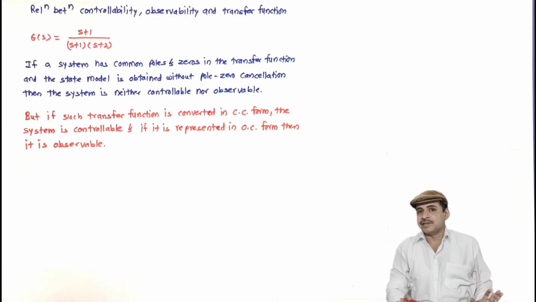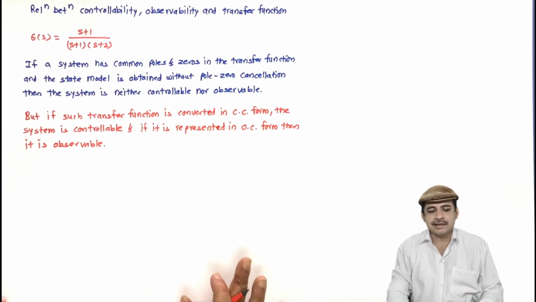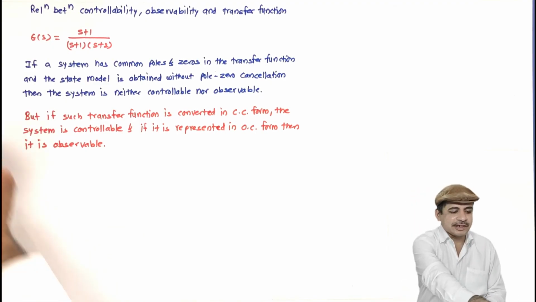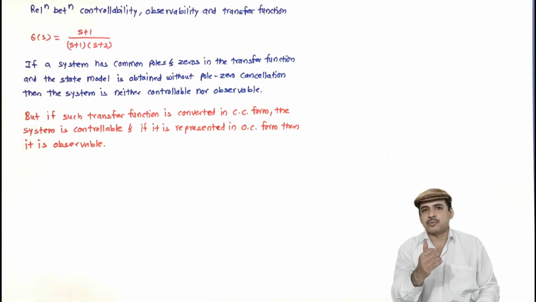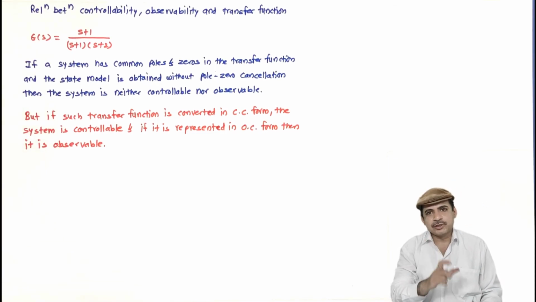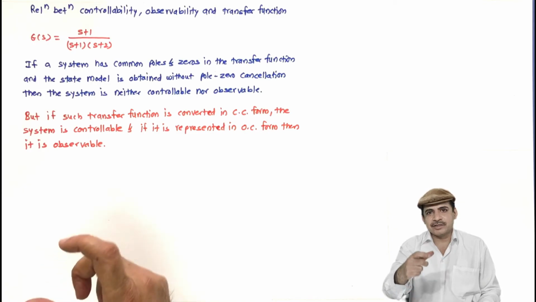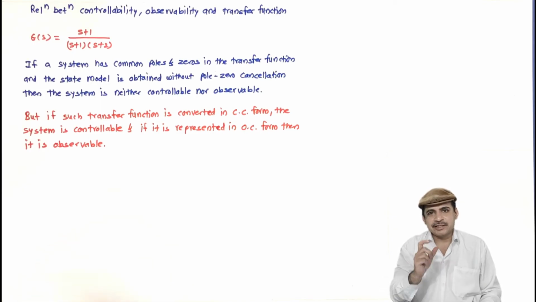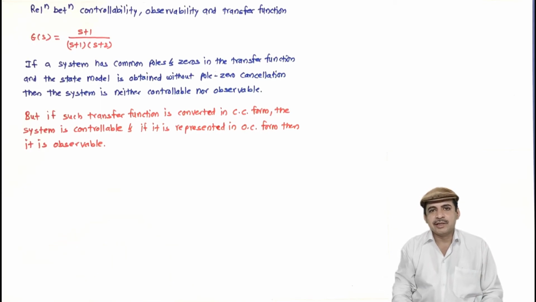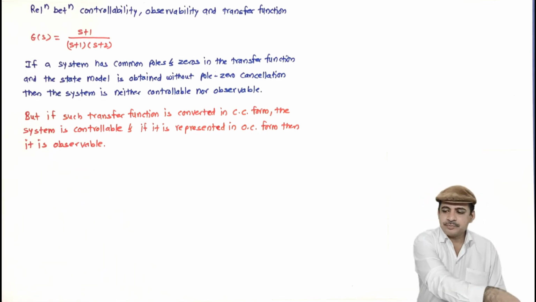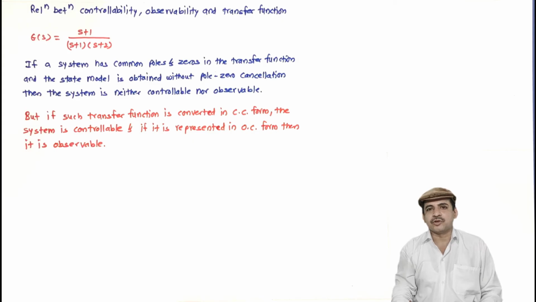Still it is not advisable. The advisable thing is that upon having the transfer function, first check for pole zero cancellation, do the pole zero cancellation, then whatever is the remaining transfer function, that is the actual transfer function of the system, and for that you have to find out the controllability and observability.